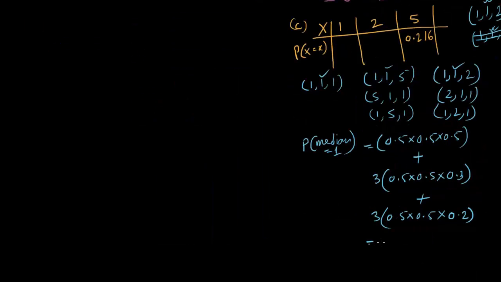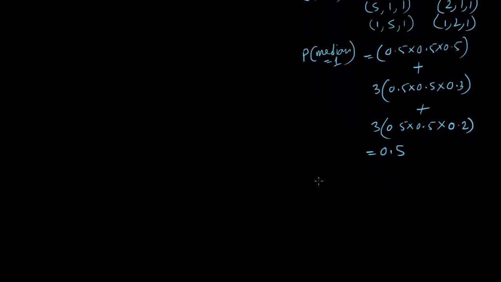So the probability of this is 0.5. The next one is median 2. So again, let's think about the samples we have. We have, first of all, the sample 2, 2, 2. Now let's take 1, 2 and 1. For that we need 1, 2, 2.